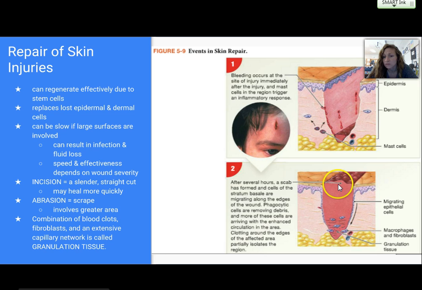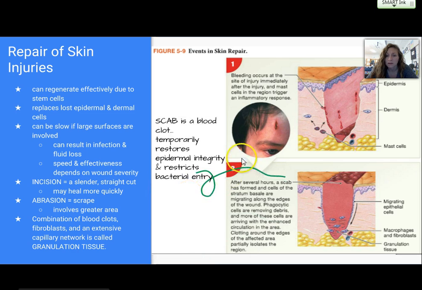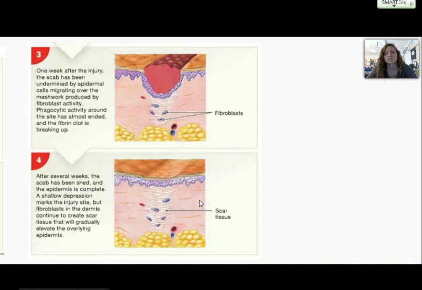And these are cells of the stratum basale. They're migrating along the edges of the wound. Phagocytic cells are removing debris. Clotting is occurring around the edges of the affected area, partially isolating the region. Now, our scab is a blood clot itself. It temporarily restores the epidermal integrity and restricts bacterial entry.